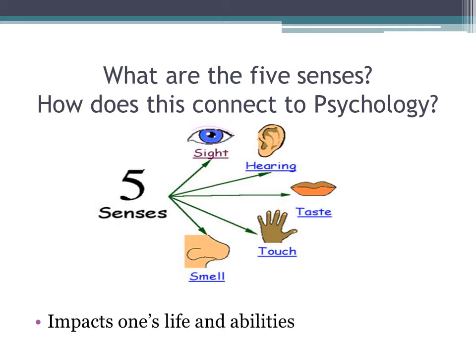Well, it's important to understand how the senses work properly because your senses really impact one's life and your abilities. So let's say, for instance, you didn't have the ability to see. Your life would be incredibly changed by the difficulties that you'd encounter by maybe being blind. Or if you had something wrong with your ability to taste and smell, well, your life and the way that you react to things is going to be a lot different than the way that maybe potentially I react to things.